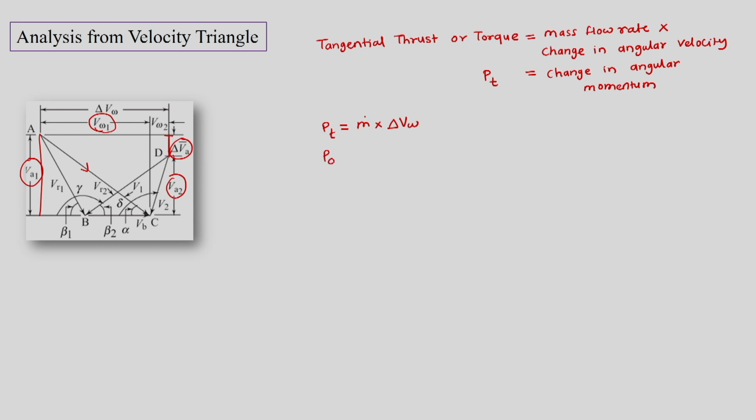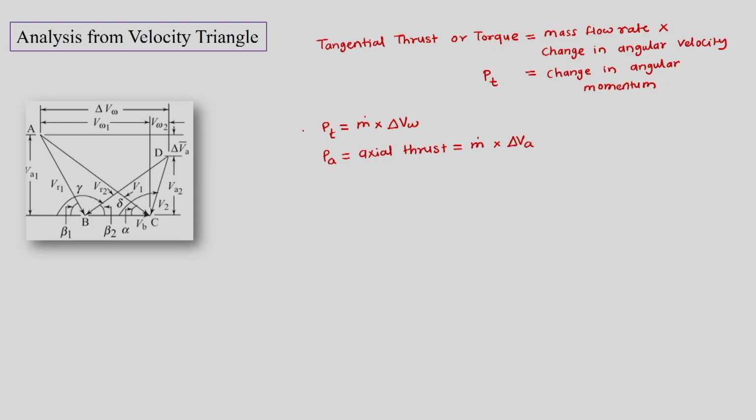Similarly, Pa, which is axial thrust, is equal to m dot, the mass flow rate, into delta Va. These two things we need to evaluate. For the simplified analysis, we would generally consider that there is no axial thrust, but we are more interested in finding out power produced. So we are more interested in finding out delta Vw and Pt.